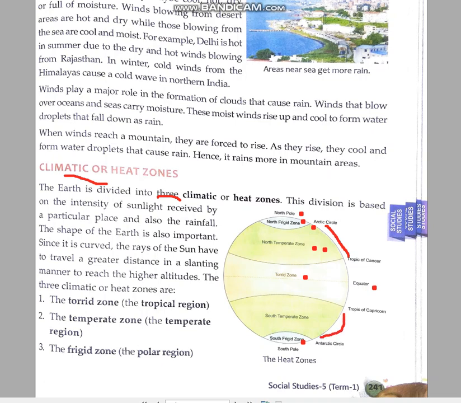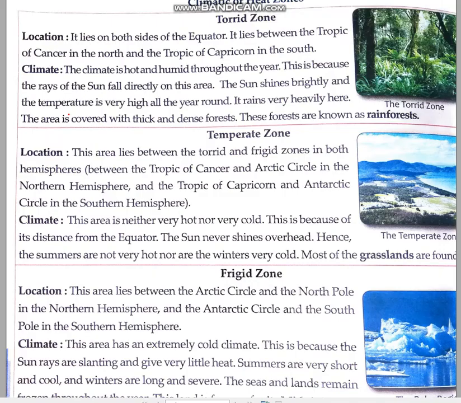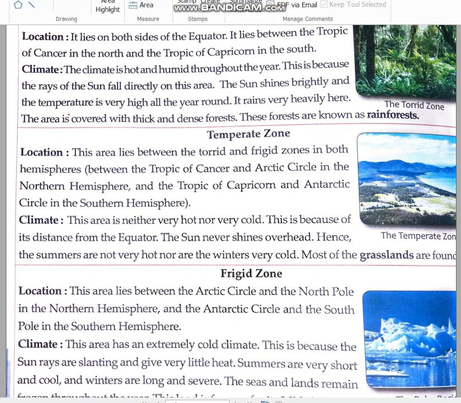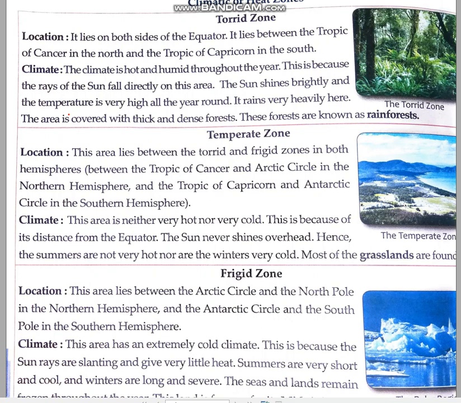We have already done in chapter 2 the 5 important parallels, and all these are parallels: equator, Tropic of Cancer, Arctic Circle, then Tropic of Capricorn and Antarctic Circle, North Pole and South Pole are the important parallels. So now we are going to study about the climate which is there in these zones. Now first of all we come to the torrid zone.